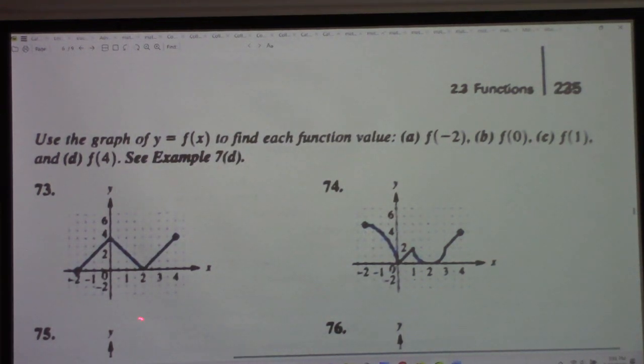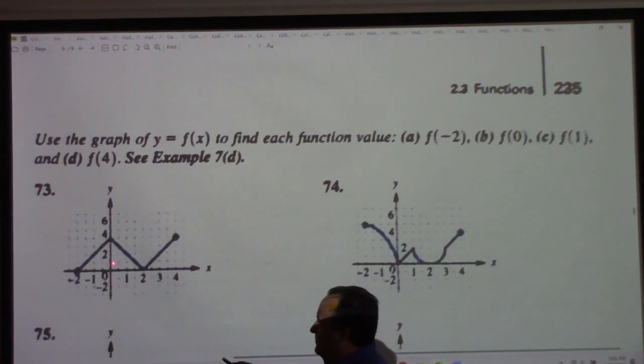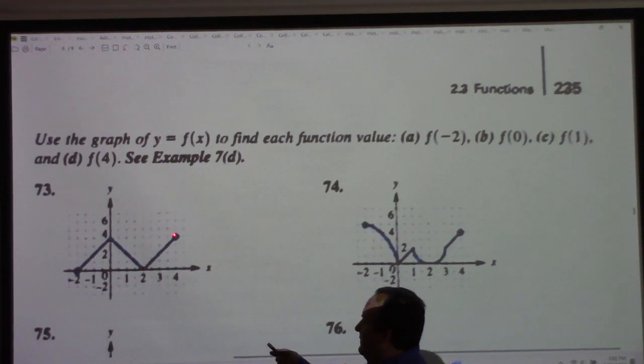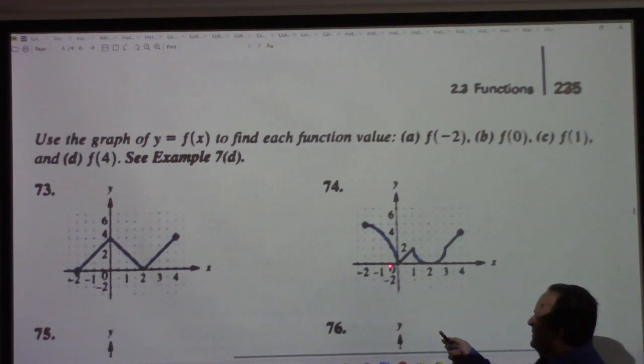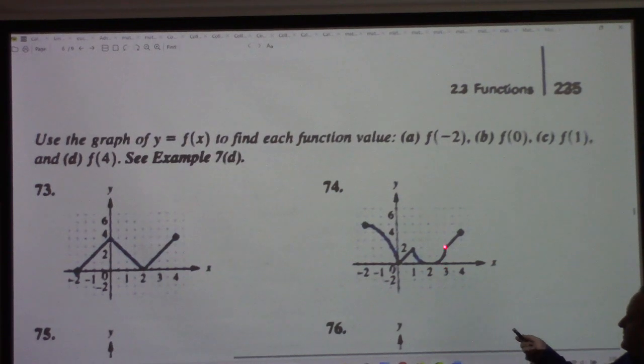So the question is just this: if you've got a graph, can you tell me what is f of minus 2, what is f of 0, what is f of 1, and what is f of 4? Let's look at this one. You guys tell me, what is f of 0 for this one? It's a 4. F of 0 is 4. What is f of minus 2? Well, f of minus 2 is 0. F of 2? 0. F of 4? 4. How about this one? F of minus 2 is 5. F of 0? 0. F of 1? 1. F of 2? 0. F of 3? 2. F of 4? 4.